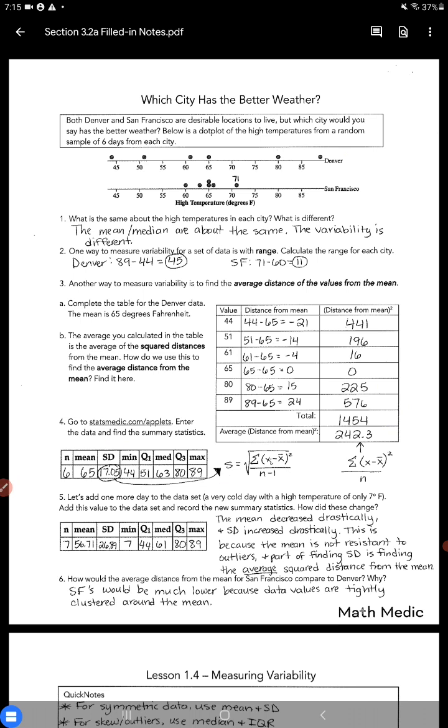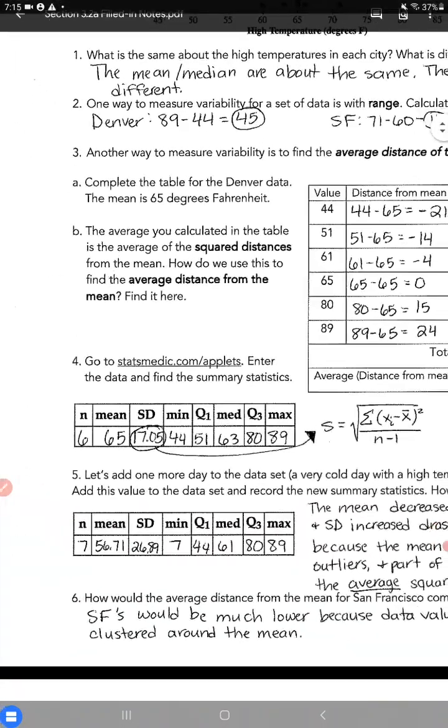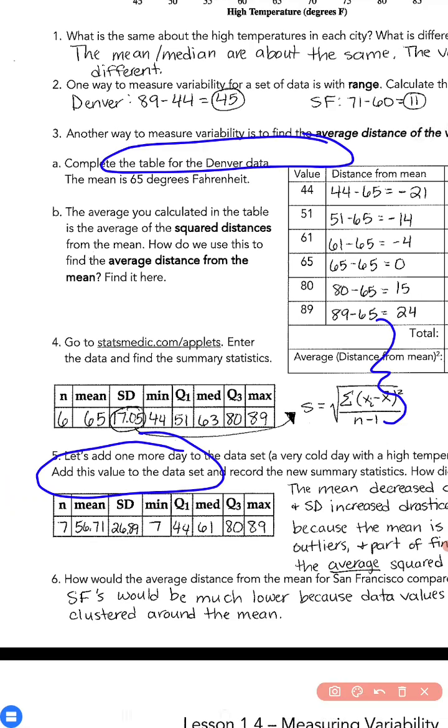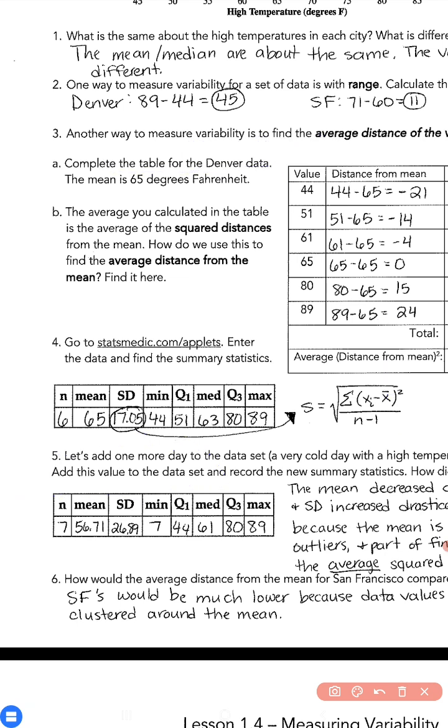Let's say you added one more day to this data set, and it was a very, very cold day with a high temperature of only 7 degrees. What would happen if you were to add this value to the data set? So first of all, think about your mean and your median. If you suddenly introduce a day that is an outlier, it's very different from all the other days, your mean is going to drop significantly because your mean is the average. So if you're averaging the number 7 in with all these higher numbers, all of a sudden your average temperature is going to drop. However, you'll notice it doesn't change your median very much, right?